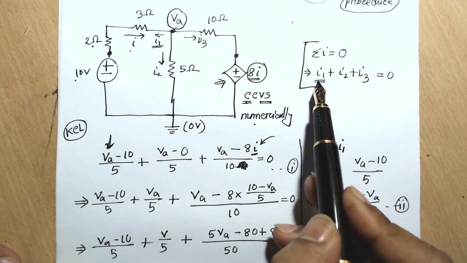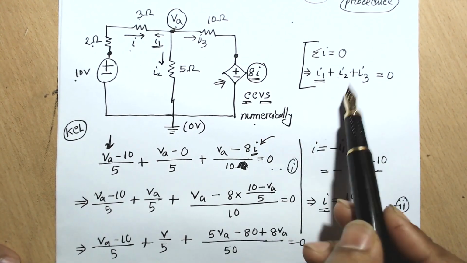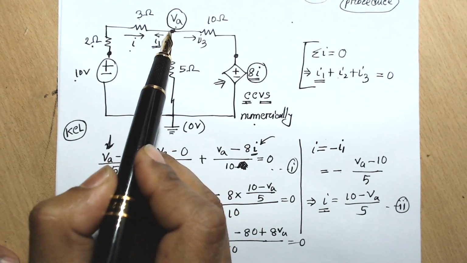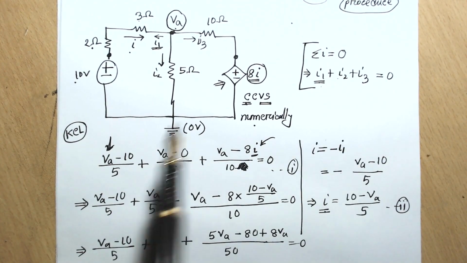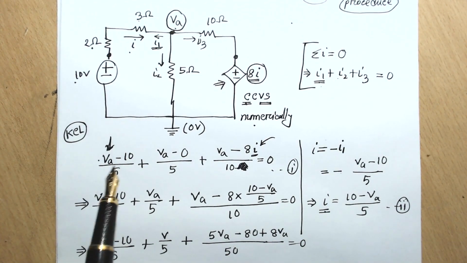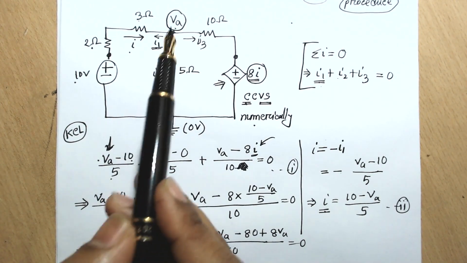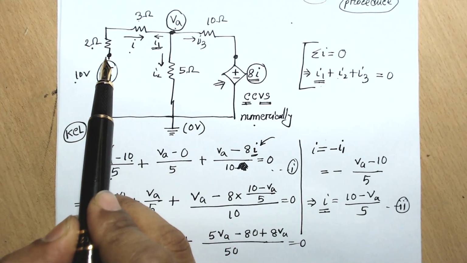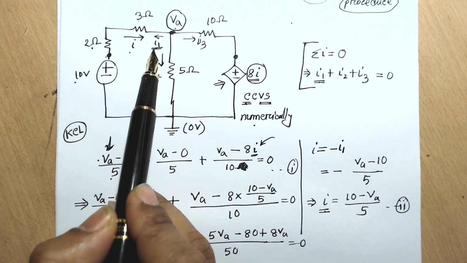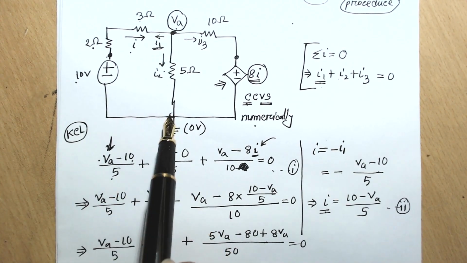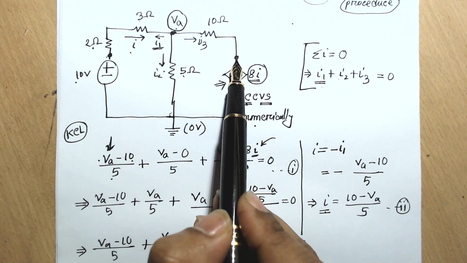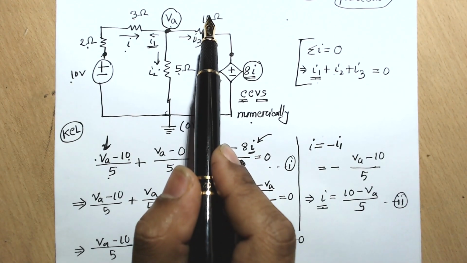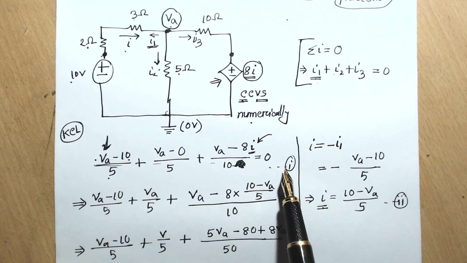So how can we find the value of I1? We can find the value of I1 by checking the starting point and ending point. We know that if we want to find the current, we have to write like this: starting point voltage minus ending point voltage divided by resistance. So I1 will become VA minus 10 divided by 3 plus 2, which equals 5. This is my I1. I2 will be VA minus 0 divided by 5, and I3 is going to be VA minus 8I divided by 10. So this is my equation number 1.